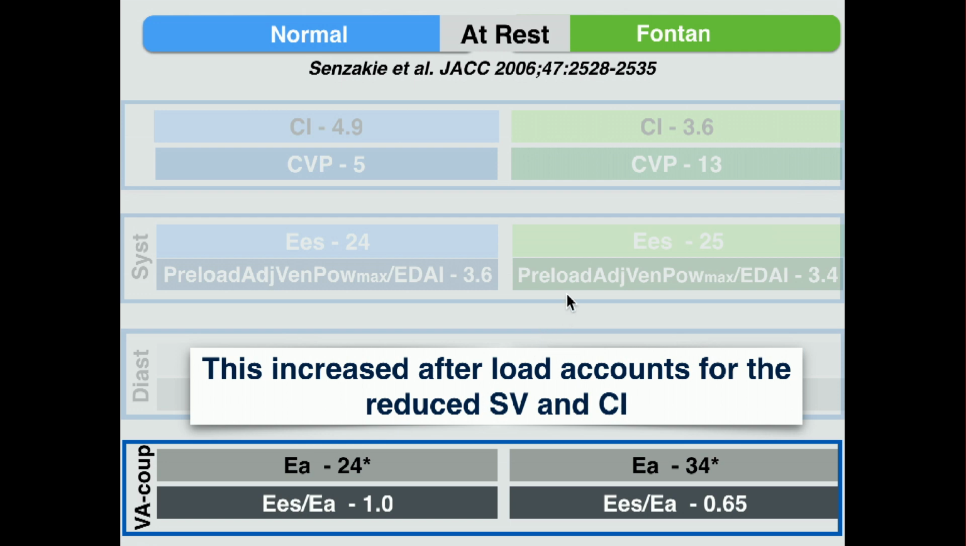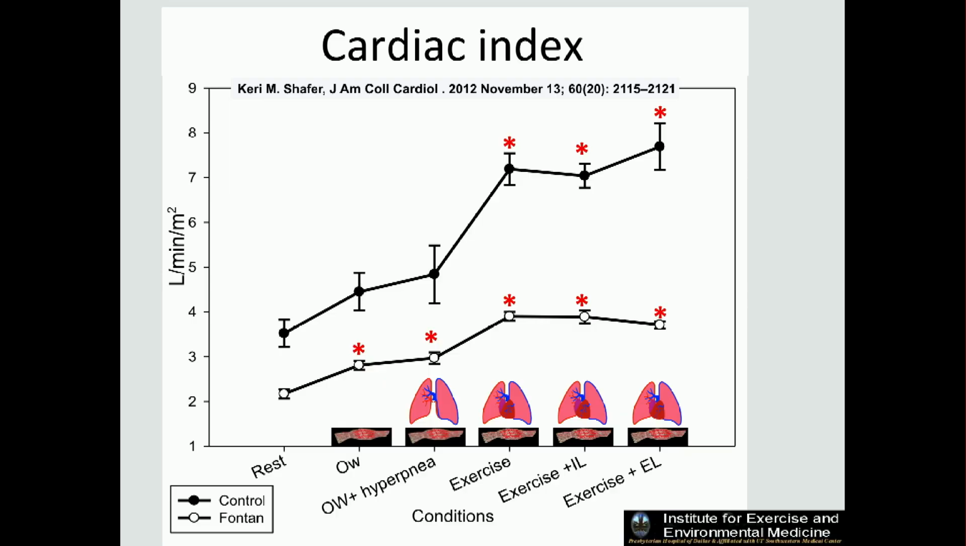And this is lovely work from Hideki Senzaki from a few years back. So not surprising then, when we look at what happens when we stress the Fontan circulation, all these values are really very significantly different and become very exaggerated. So in the black on the top, you can see this is a normal exercise response with an increase in cardiac output, and in this instance it almost increases threefold during exercise.